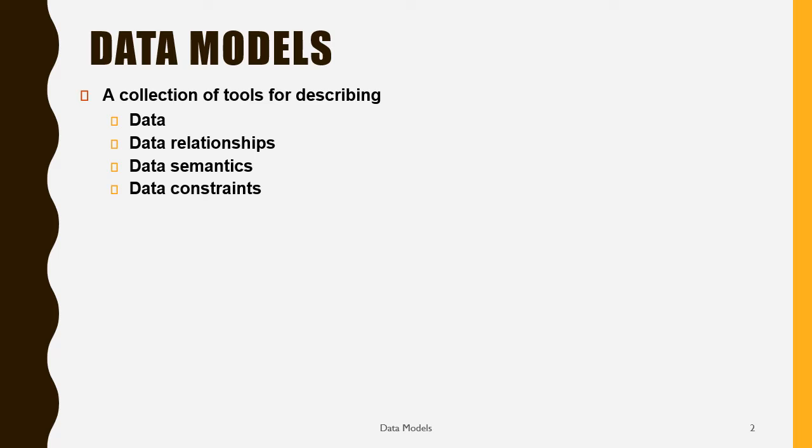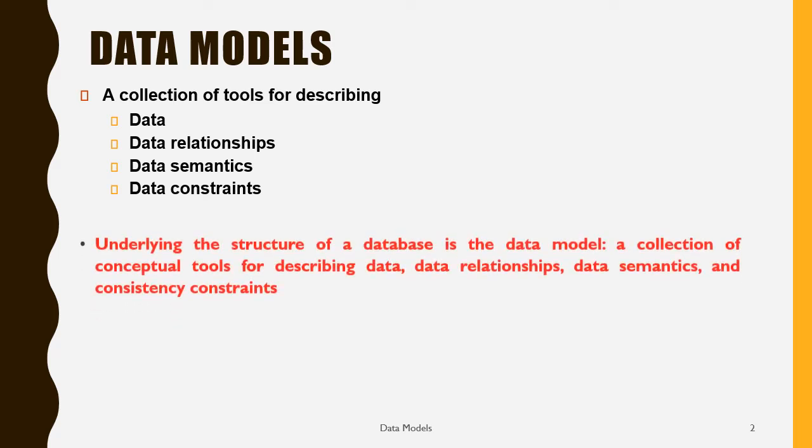And the data constraints are some rules we are imposing on data. For example, name should not contain any numeric values. Phone number should contain only numeric values. And salary should always be greater than 0. These are a few constraints that we can impose on data.